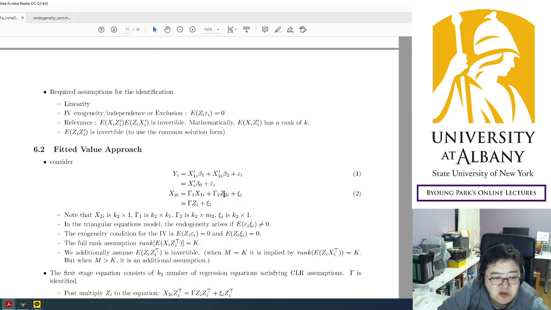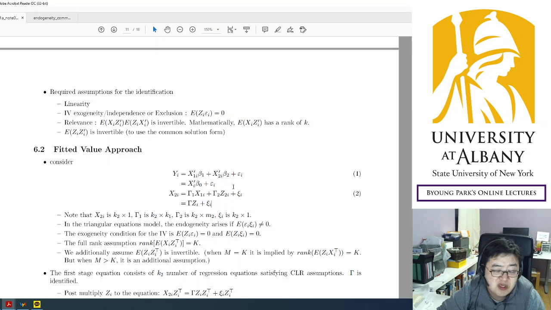Also, the reason why I use gamma in front of x is because we need to match the dimension. So x2 is k2 by 1, and x1 is k1 by 1. Then gamma 1 has to be k2 by k1, and z2 is m2 dimension, so gamma 2 has to be k2 by m2, right? If this is confusing to you, write that down. Matching the dimensions is easy enough. You can do it by yourself.